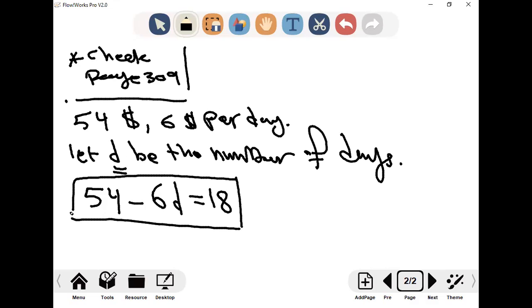Now we have the equation. We need to solve it to know how many days. Let's solve it. Where is the connected number here? Shift, then subtract, then divide, then do your steps. We know how to solve a two-step equation, right? So here negative 6D. We then sit in negative.